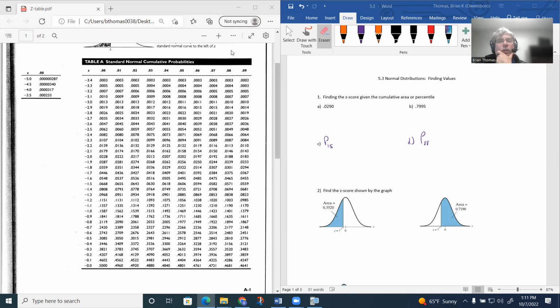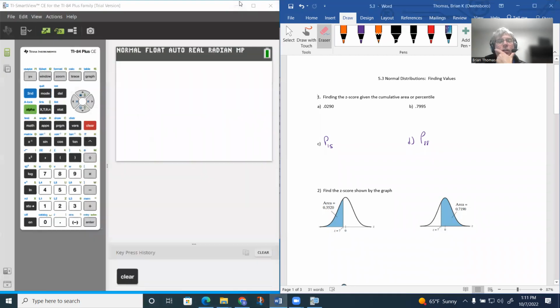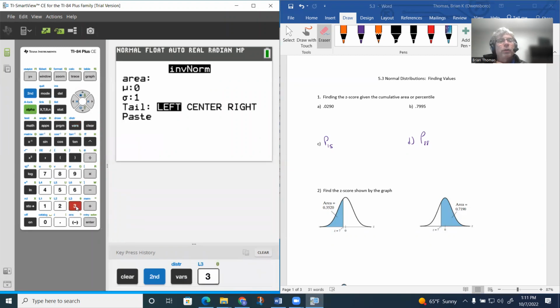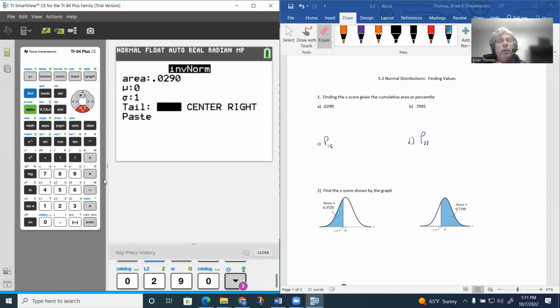Now, instead of using the table, we do have our technology that does things backwards. So under distribution, if we go second distribution, number 3 does the inverse normal. So what that means, instead of looking for a z-score, it'll actually find the z-score. So number 3, if I type in 0.0290, don't need to change the mean or the standard deviation. And the tail, I think we want to go left there. I'm not really sure what that means.